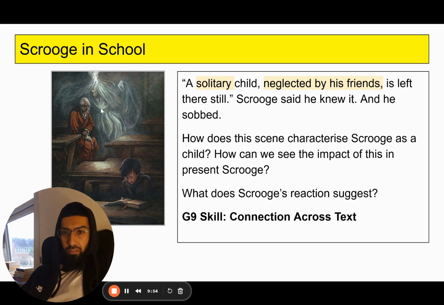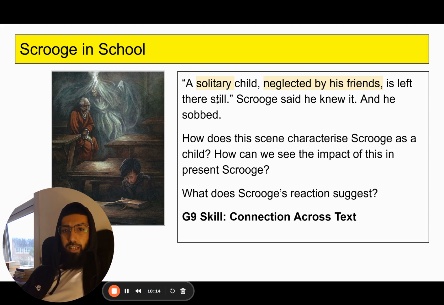This is the ghost. This is Scrooge watching himself in school. What would the impact be as Scrooge looks back in the past and sees himself alone, reading a book, neglected, solitary? Why is he sobbing when he sees this, and what could this represent? Once you've answered that question, I'll give you my thoughts.